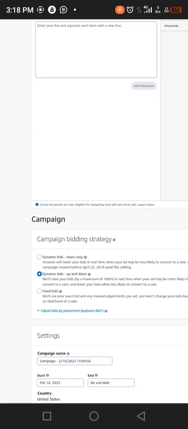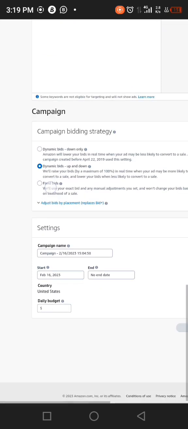Dynamic bids down only is when you're telling them that they can't raise the bid, no matter what. Even if they see that people are buying, they should never raise the price. Up and down means you're giving them the right to increase it or reduce it depending on how much effect it's having. And then fixed bid is when you want it to be fixed no matter what. With dynamic bids down only, they could reduce the price when they see that it's not making sales at all. But with fixed bids, if it's $5, it's $5 per day. I do not want anything that would increase or reduce the price, no matter the kind of sales I'm having.